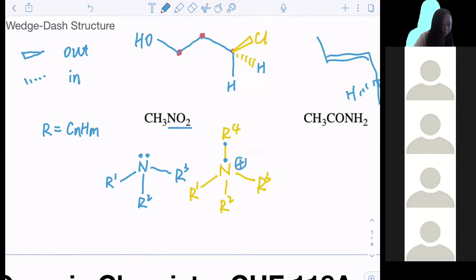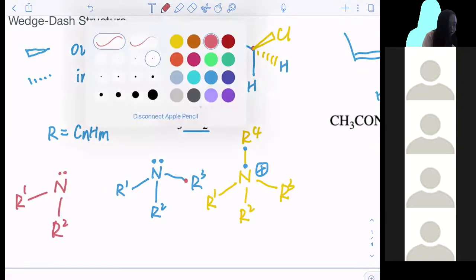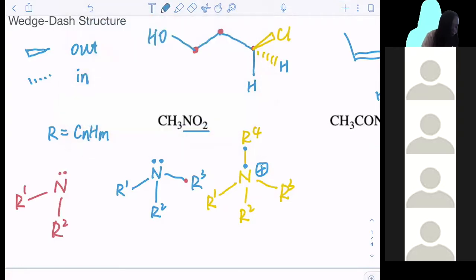So nitrogen is going to form a positive charge if it looks like this. Like someone grabs this R3, I don't know what the R3 is, and these electrons go back to the nitrogen. R3 donates its nitrogen here. So nitrogen can be negatively charged.